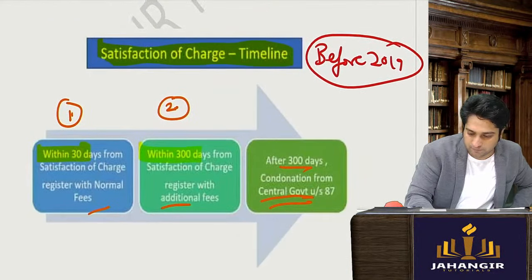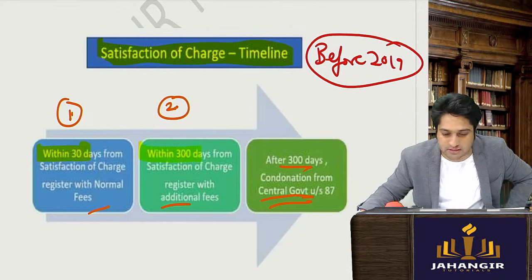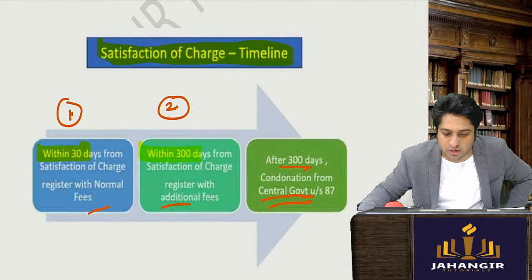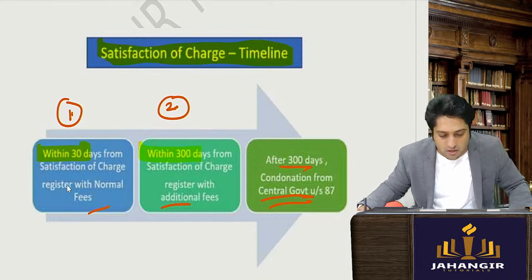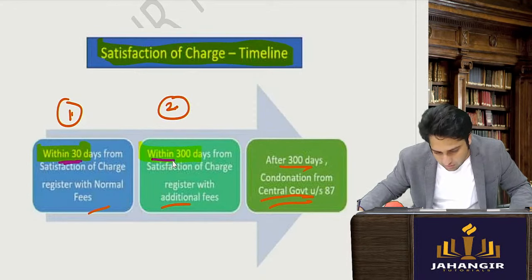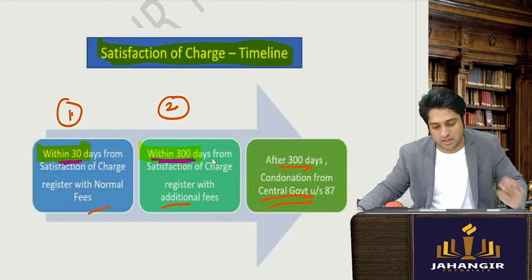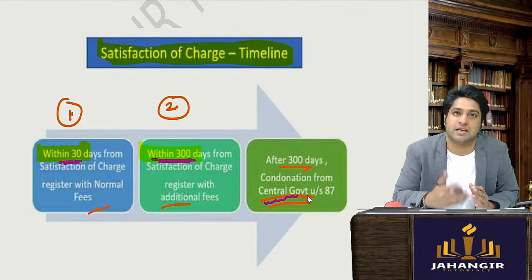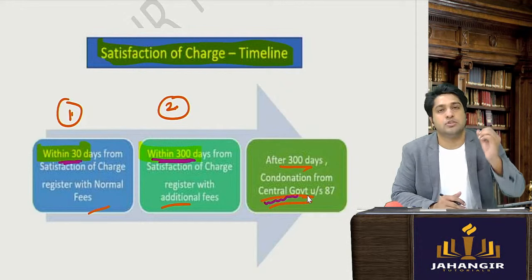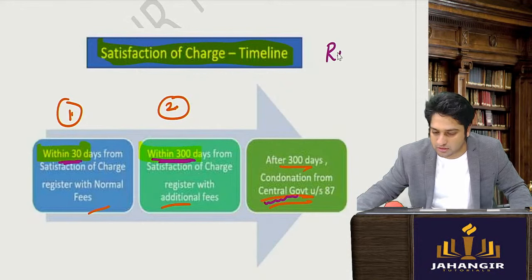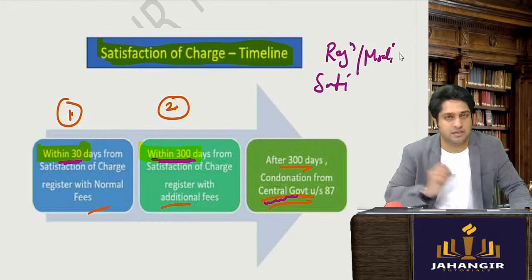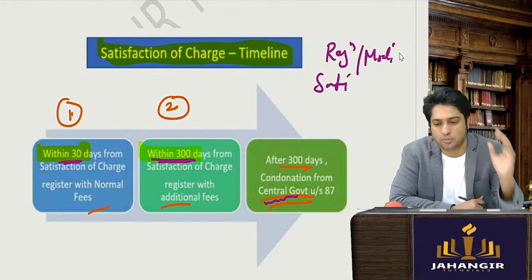Sorry, again. This is for satisfaction of charge. One second. This is for satisfaction of charge within 30 days. Then 300 more days is given, and after 300 days you can get condonation, that is pardoning, from the central government. So for registration and satisfaction, the timeline has been given. We will see in a short while in depth also.